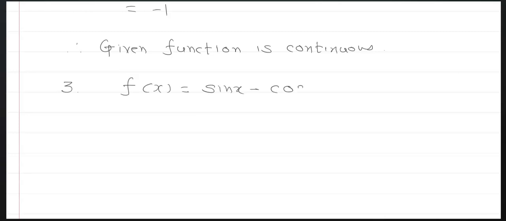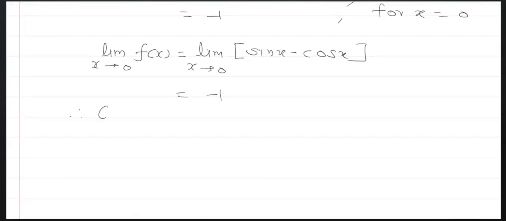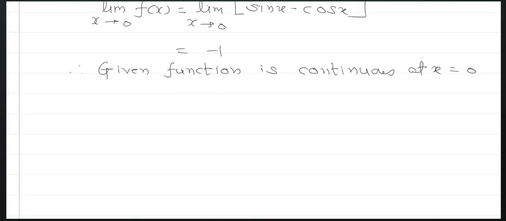Third is f of x is equals to sin x minus cos x, x is not equals to 0. And if we take x tends to 0, then you will get the minus 1. Therefore, the given function is continuous at x is equals to 0.